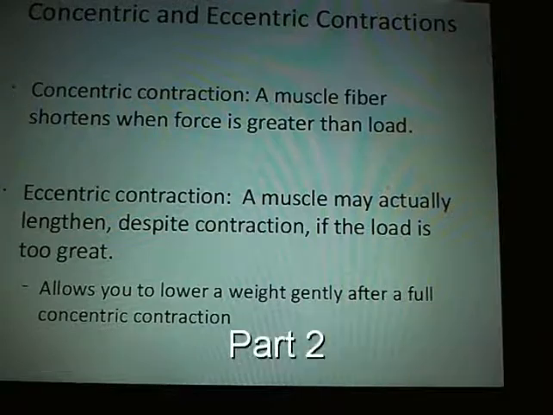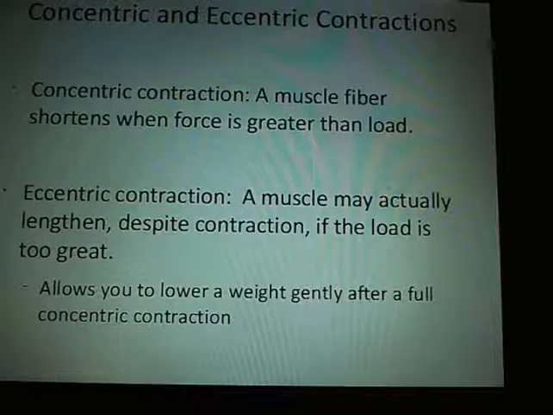You have a heavy book, or say a heavy glass of water or jug of water, and you're going to set it down slowly. Your muscles are actually lengthening despite the contraction, despite the fact that you are contracting the muscles. This allows you to lower a weight gently. It allows you to set down a heavy object without dropping it.